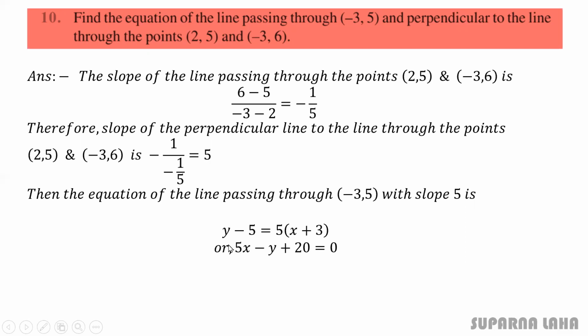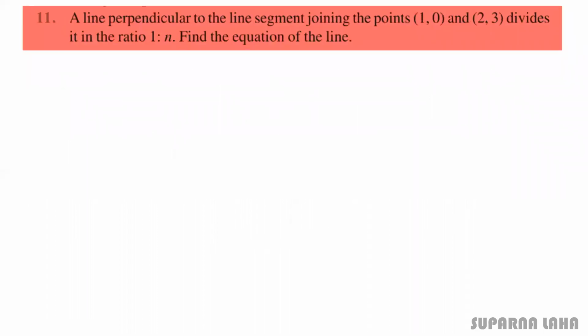So apply the slope-point form, that is y minus 5 equals the slope, 5, into (x plus 3). Simplify it and this is the equation of the line. So next, moving to the next question.